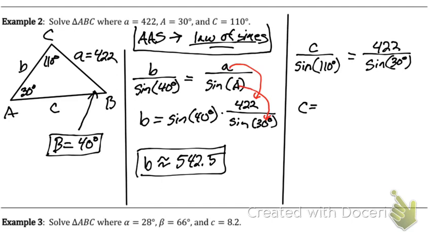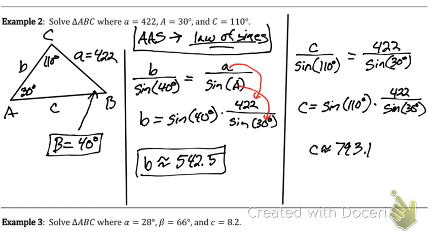Once again, that's just A over sine of A. So we'll have C equals the sine of 110 times 422 over sine of 30 degrees. You should come out with C is about, bless you, side C is about 793.1. Questions on that?